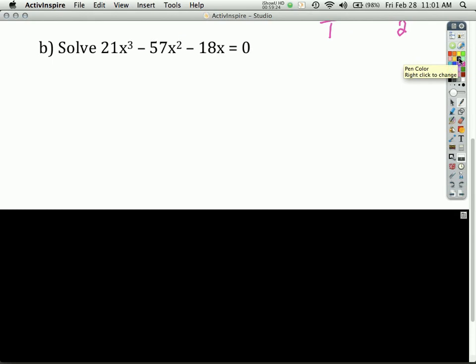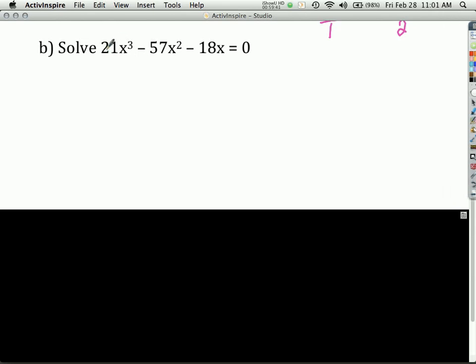What's the first thing we're going to do? I turn it over to you. First thing we're going to do. Very good. Do they have anything in common? 3x. Let's see if there's anything bigger than a 3. No, that only has a 7. So yeah, 3x is the common factor.